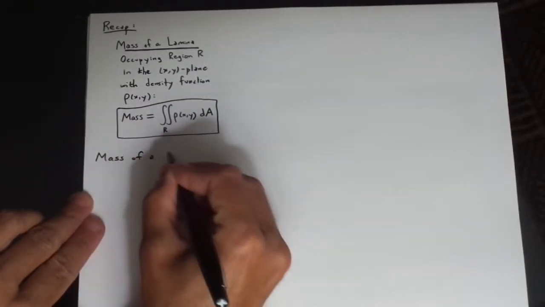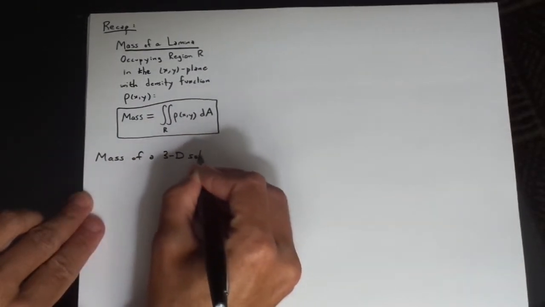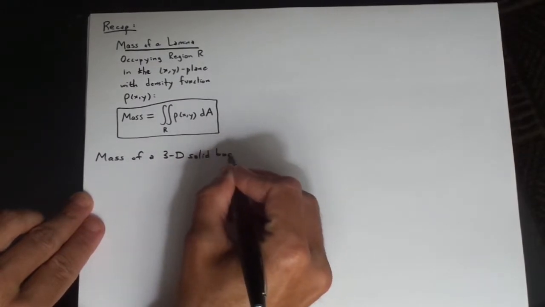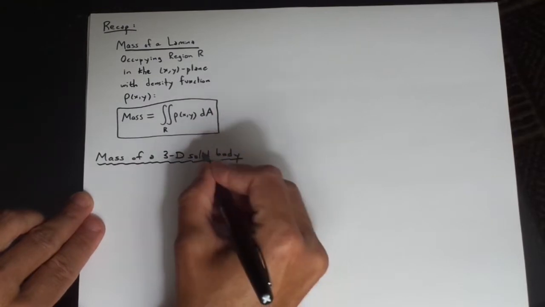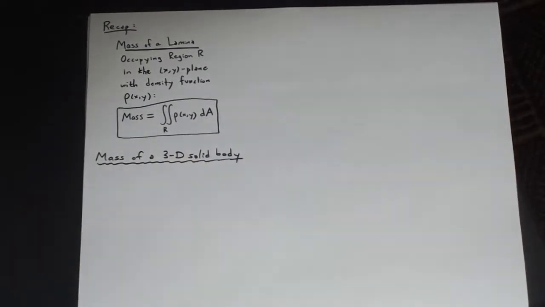But let's imagine now that we're talking not about a lamina that's sitting in the xy plane, but an actual three-dimensional solid body. And let's suppose we wanted to know the mass of a 3D solid body. We're upping everything by one dimension when we ask that question. So how is this going to look?